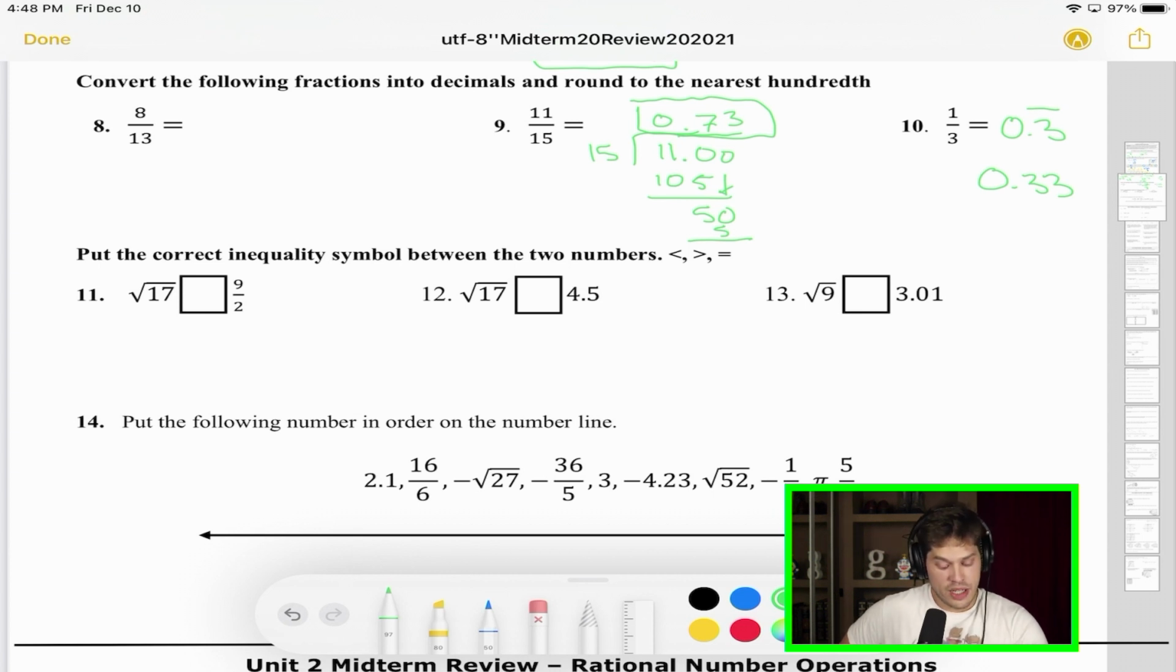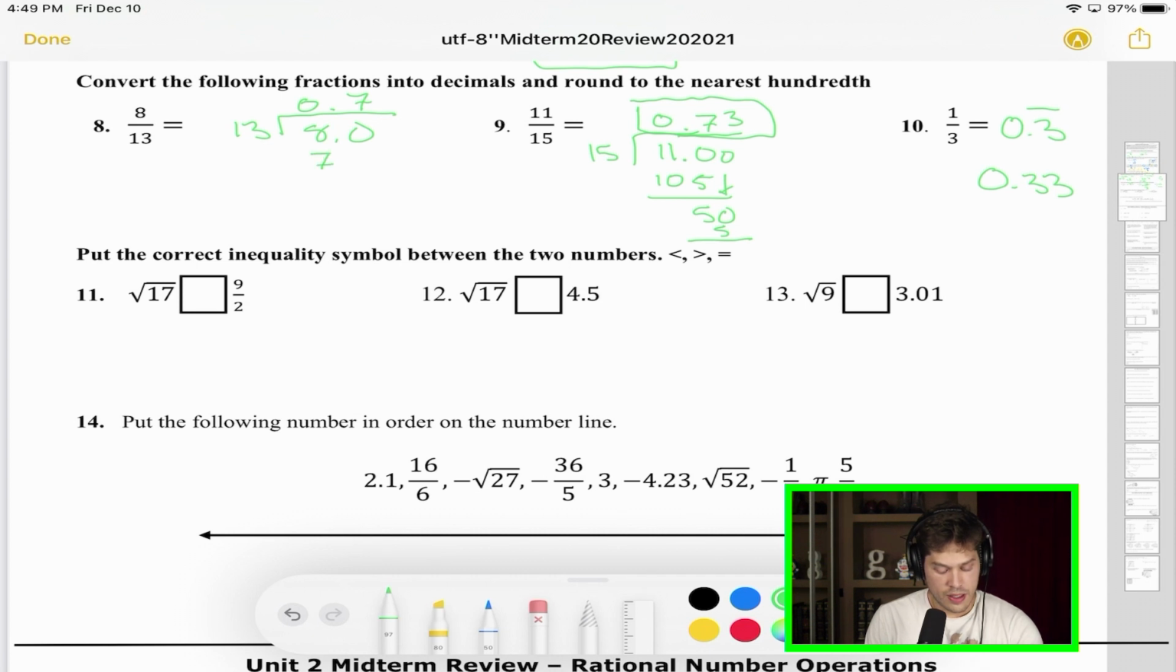For 8/13, we divide as normal. 13 goes into 8, 0 times. 13 goes into 80. How many times? 13, 26. If you double 26, you get 52. So 4 times 13 is 52. 5 times is 65. 6 times is 78.